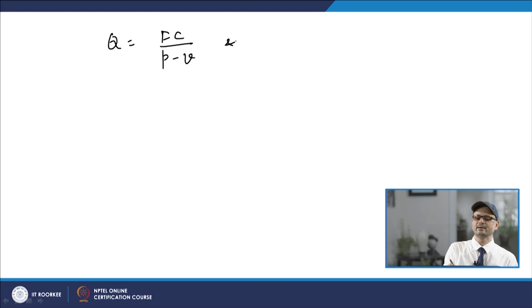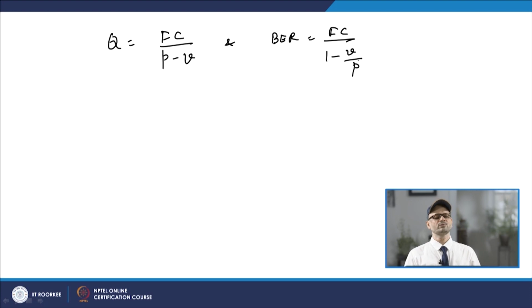So, you have Q as fixed cost by P minus V, and break even revenue will be fixed cost by 1 minus V by P. So, that is what we have got. Now, what we see is that for the break even quantity, you have one is fixed cost, and another is this, your price per unit, and this is your variable cost per unit.